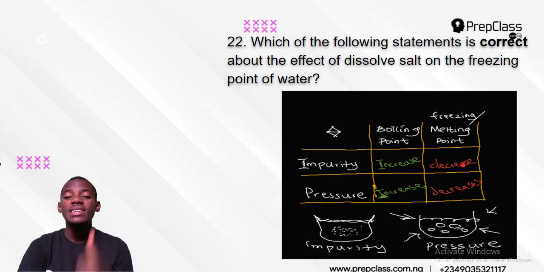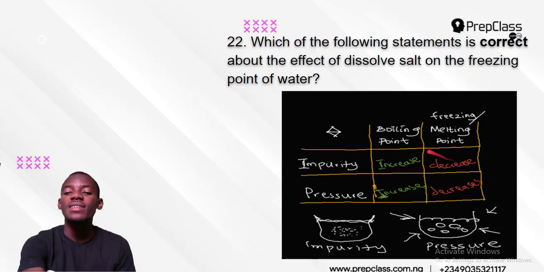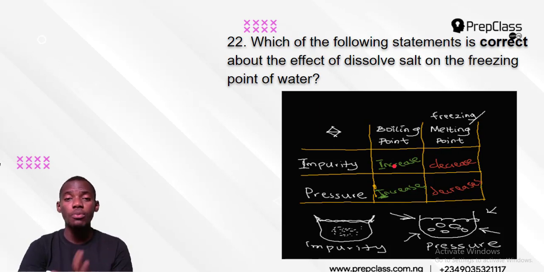So impurity decreases the melting point, as it makes the boiling point increase. If the water is not pure, if you put salt in water, the water will not boil at 100 degrees Celsius. The boiling point of the water will increase because impurity makes it difficult for water to boil.